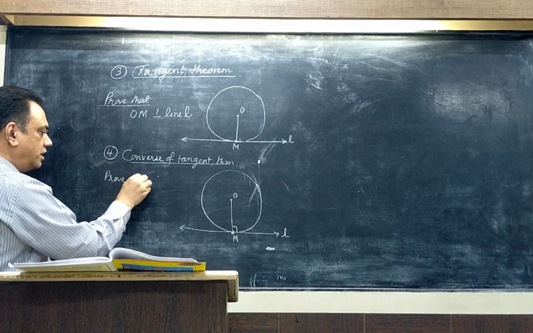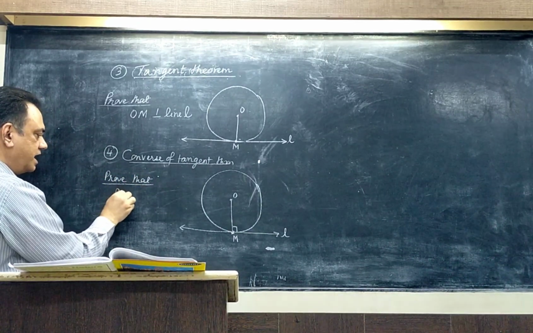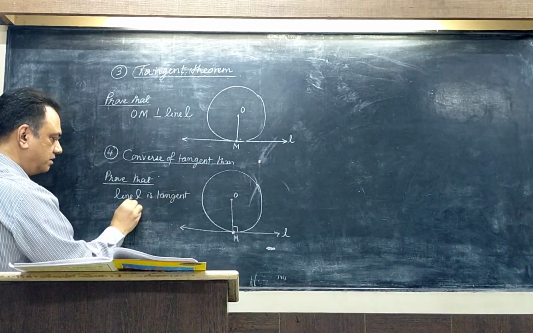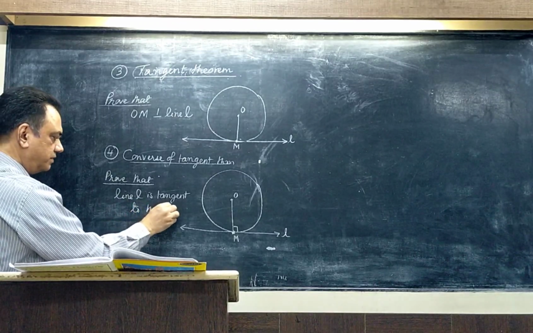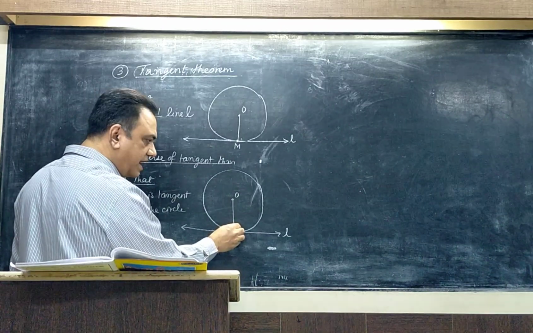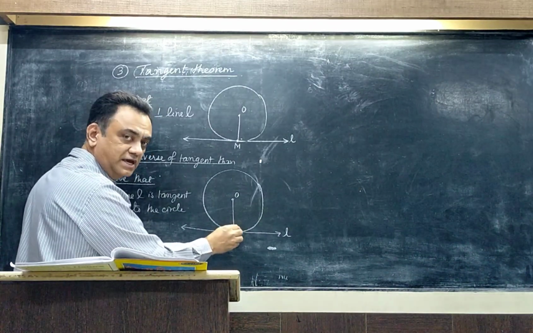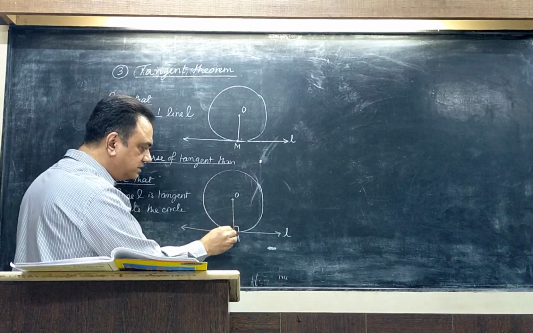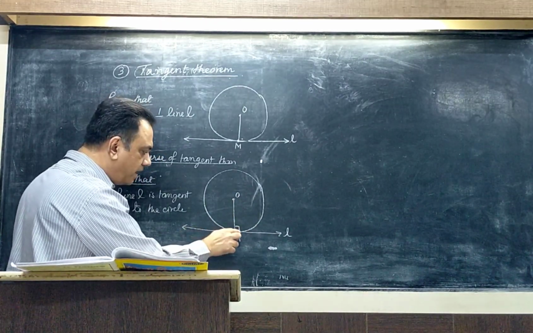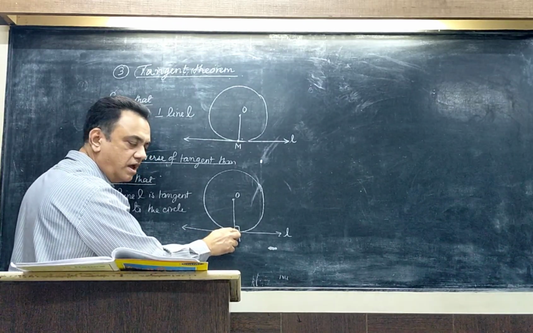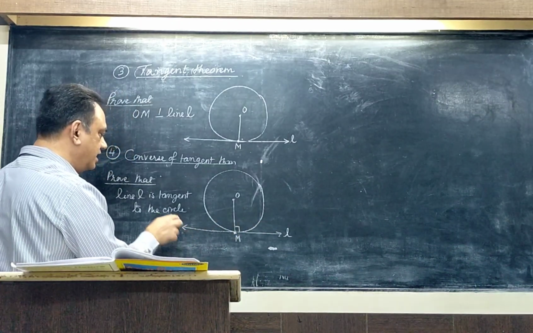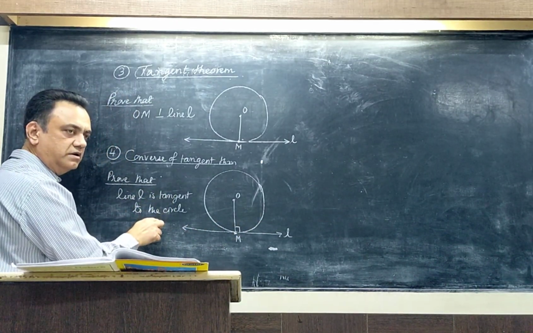What to prove over here? To prove that line L is tangent to the circle. If you see over here, I have marked 90 degrees. That means the radius is perpendicular to the line at the outer end. And that is why we can say that this line is tangent to the circle.